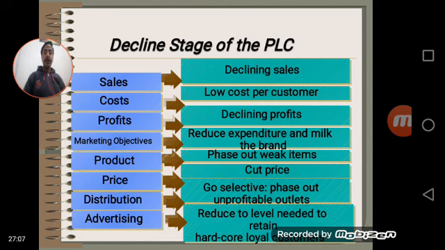Clear? With this, I am coming to the end of this unit 5, that is product.